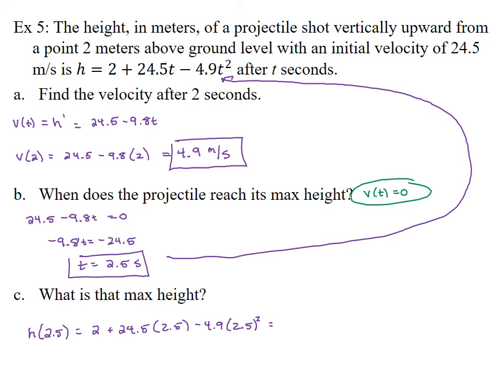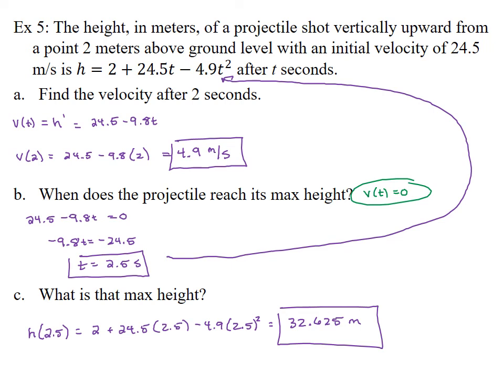So you end up getting a height of 32.625, and we're doing this in meters. So not very high, but that's okay. Never said it was a gun. It could have been a slingshot for all we know. But there you go. That is the maximum height of this projectile.